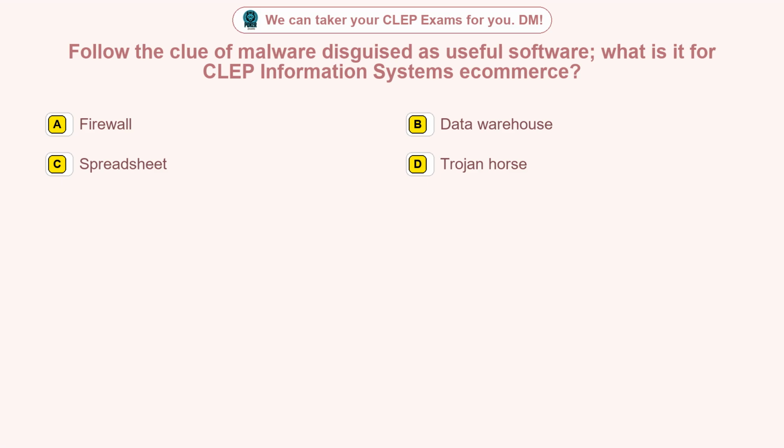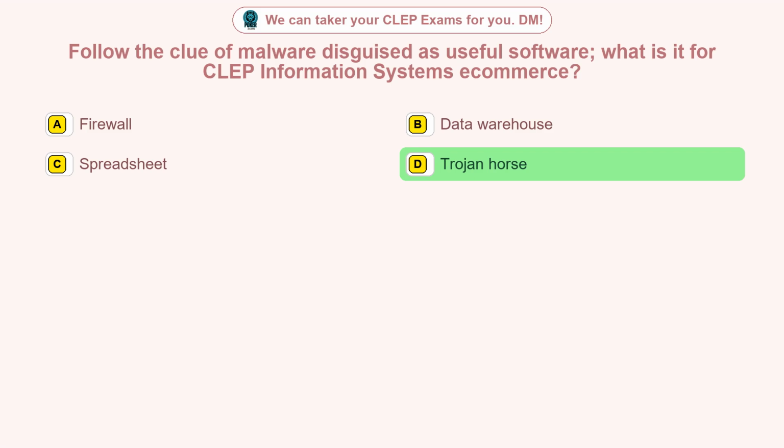Question 41. Follow the clue of malware disguised as useful software. What is it for CLEP Information Systems Ecommerce? Option A. Firewall. Option B. Data warehouse. Option C. Spreadsheet. Option D. Trojan horse. The correct answer is option D.